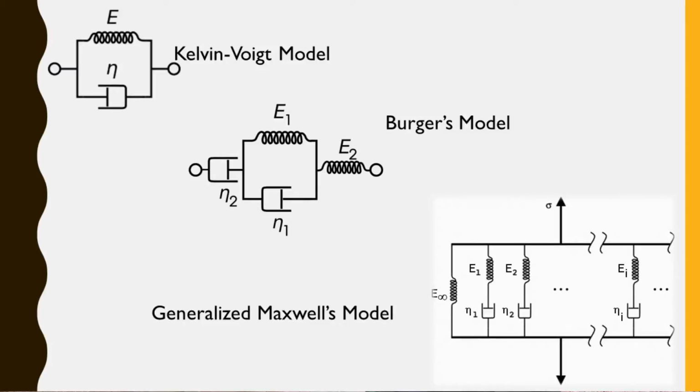These materials can be characterized by combinations of the fundamental models. Burgers' model and the generalized Maxwell model are some of them. Burgers' model consists of a Maxwell unit and a Kelvin-Voigt unit connected in series, and the generalized Maxwell model has infinite Maxwell units connected in parallel.